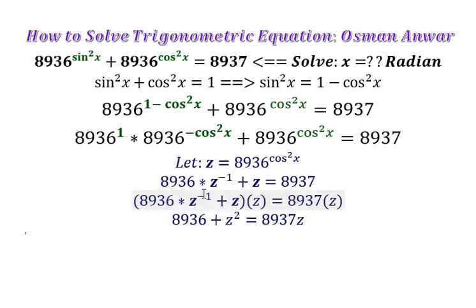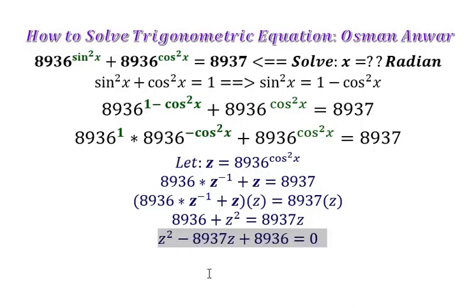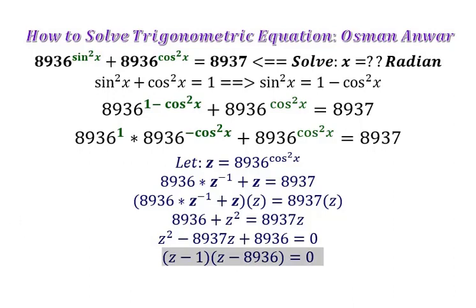Then this is 8936 times z to the minus 1 times z, which is z to the 0, and z to the 0 is 1. That means this is just 8936. Then z times z is z squared. Then 8937 times z is 8937z. Then this is z squared minus 8937z plus 8936 equals 0.